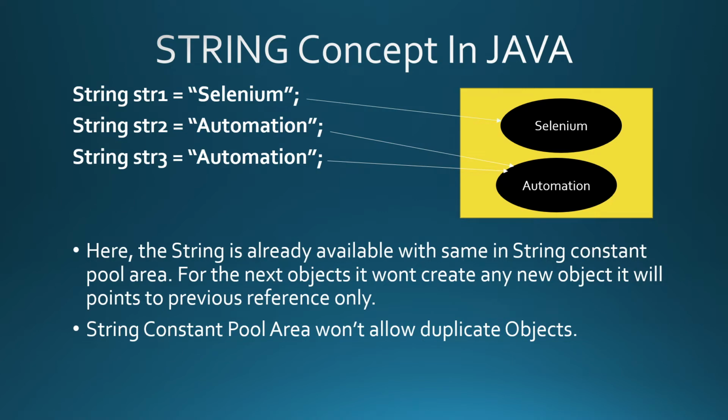So for the next objects, it won't create any new object, it will point to the previous reference only. For string 3 also, it is pointing to the previous reference, that is str2. It won't allow duplicate objects. The string constant pool area won't allow duplicate objects. When I try to create duplicate objects, it will always point to the previous reference only, that is str2.